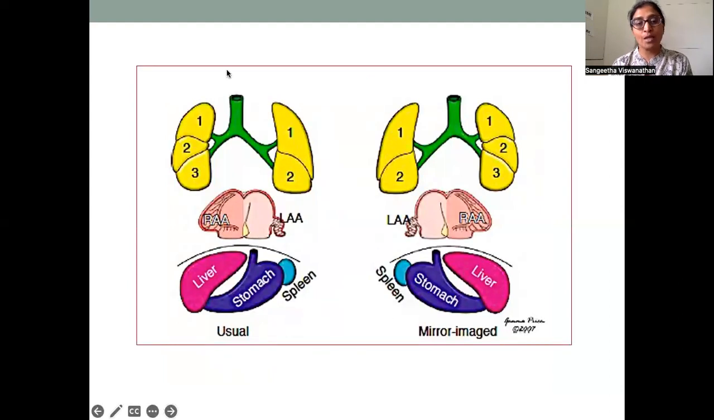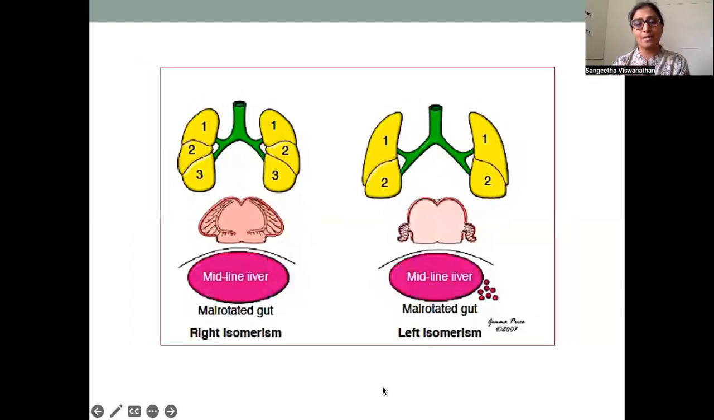So this we already discussed, right? In the usual arrangement of situs solitus, you have a trilobed right lung and a bilobed left lung. You have the right atrium on the right, the left atrium on the left. You have the liver on the right, the stomach and spleen on the left. So this is what one would find in a normal person. If you have mirror imagery, everything just gets flipped over. So now you have the left lung on the right side, the right lung on the left side, the left atrium on the right side, the right atrium on the left side, and then the spleen and stomach go to the right side and the liver flips over to the left side. So it's like an image seen in a mirror. Okay, so this is situs inversus.